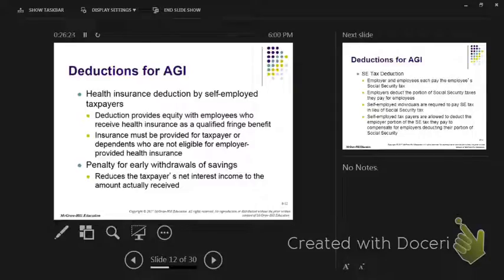I just lost it. It doesn't say it on there. Give me a second. Health savings, health insurance. There we go.